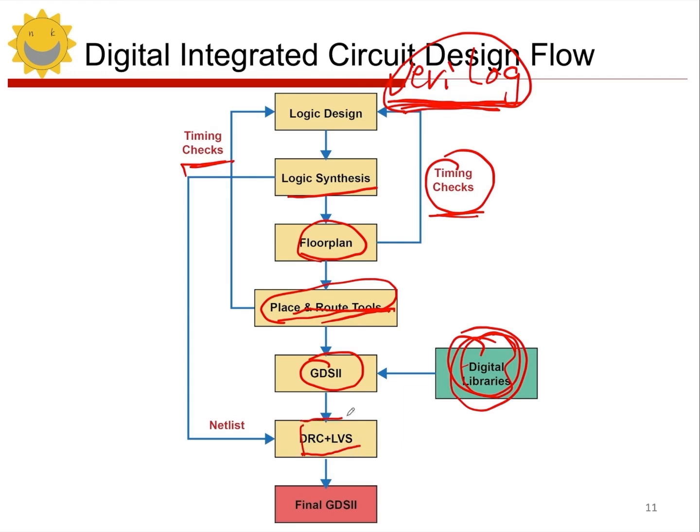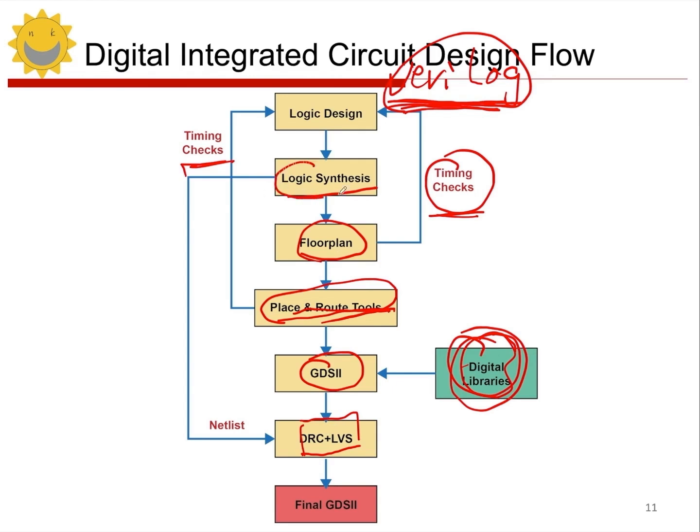The GDS2 file is a critical output of the design process, as it is used for manufacturing the chip. This GDS2 file also needs to undergo checks, specifically DRC and LVS checks, which we will discuss later. For now, just know that these checks are crucial to ensure that our layout meets the design rule specifications and that the connections of the components in the layout accurately reflect the logic synthesis and gate-level netlist we generated earlier.